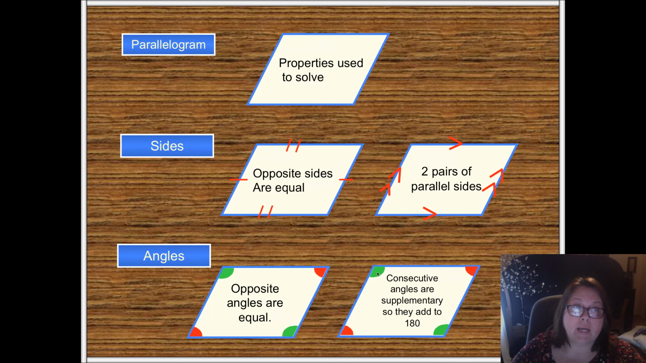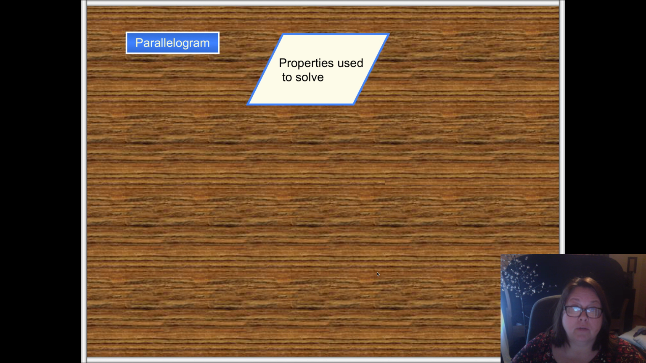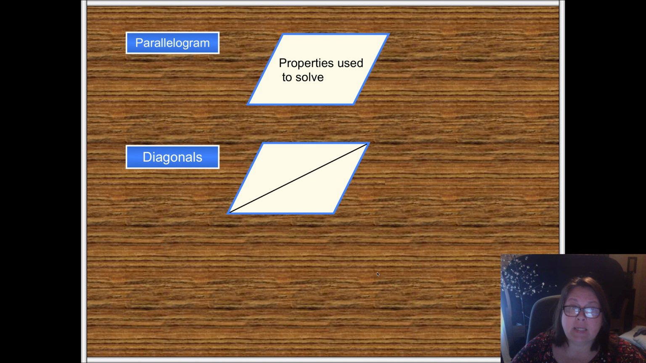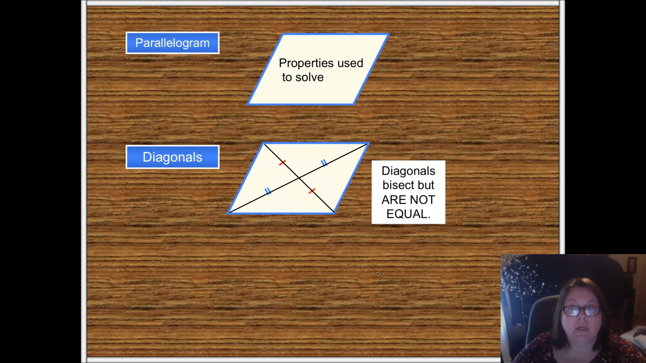All right, so then the last property that we want to look at has to do with the diagonals. A diagonal is simply a line that I draw from one vertex to the opposite diagonal vertex. And if you'll notice, my diagonals are going to bisect each other. However, they are not equal to one another.